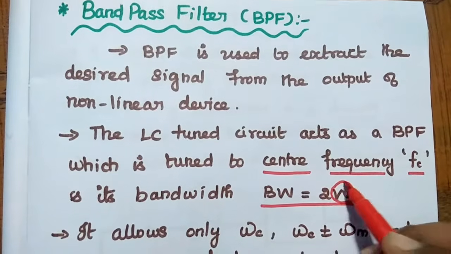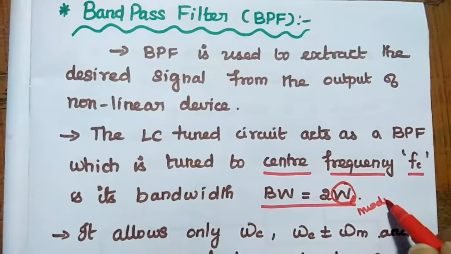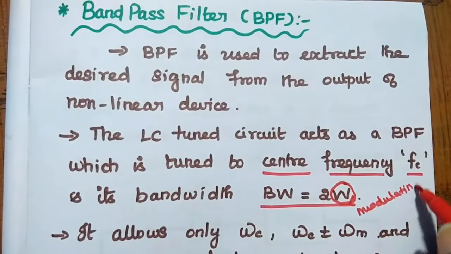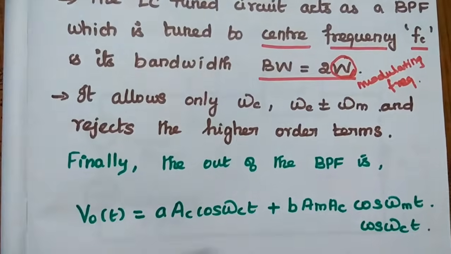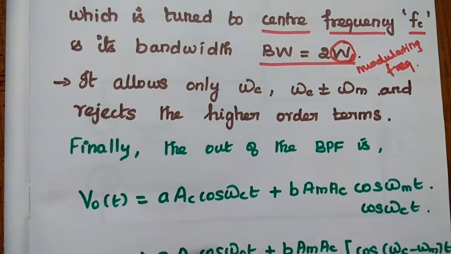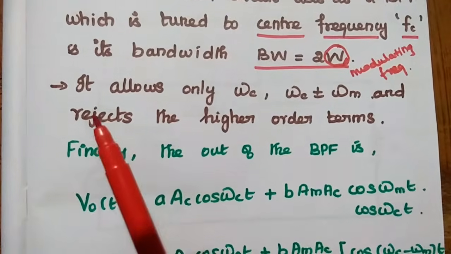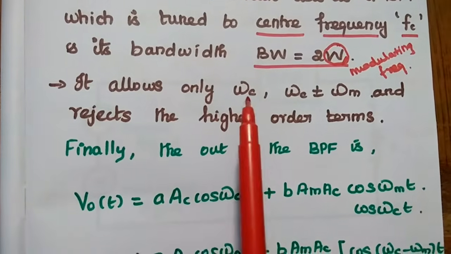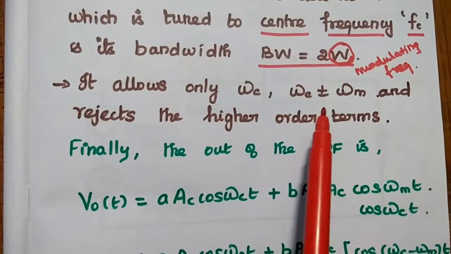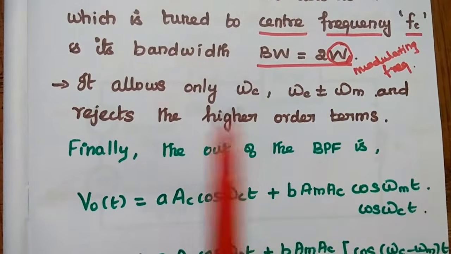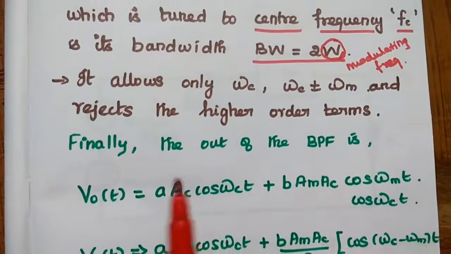W is nothing but the modulating frequency. With this condition, we can extract the desired signal to be transmitted. So the band pass filter allows only the carrier frequency and the carrier frequency plus or minus the modulating frequency, and rejects the higher order terms.